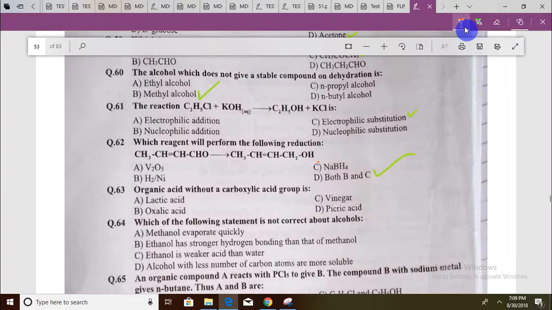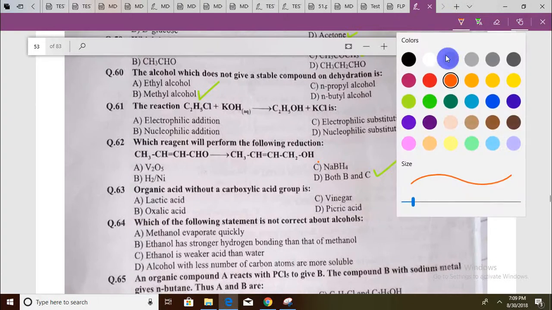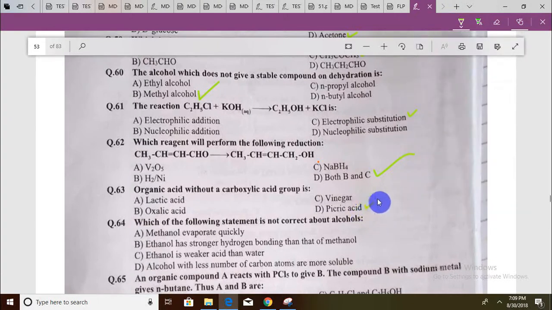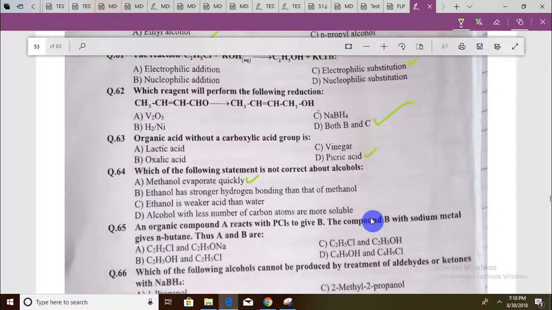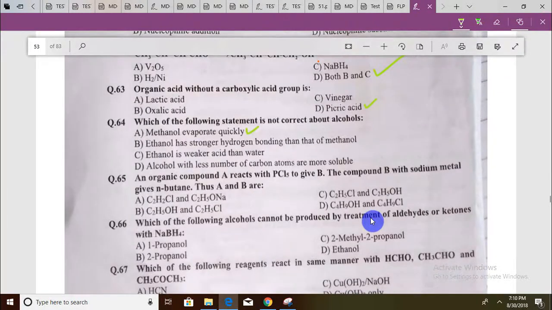Which of the following statements is not correct about the alcohols? Does methanol evaporate quickly? Seems unlikely. Ethanol has stronger hydrogen bonding than that of methanol. Actually, no. The presence of the methyl portion sort of weakens the bonding. Ethanol is a weaker acid than water, definitely. And alcohols with less number of carbon atoms are more soluble. They certainly are. So that would make this the wrong one, as suspected. So have you checked out what picric acid looks like? You should.